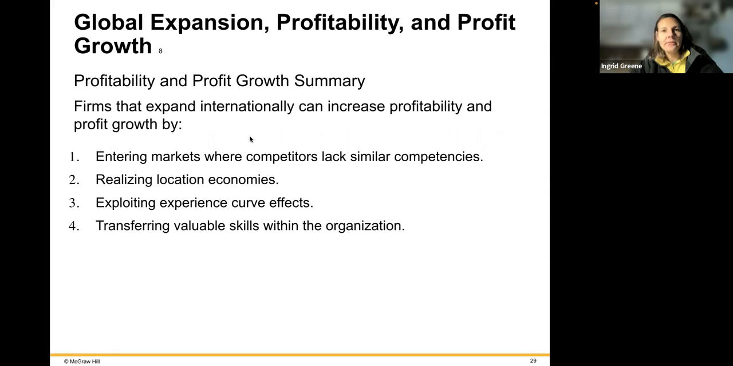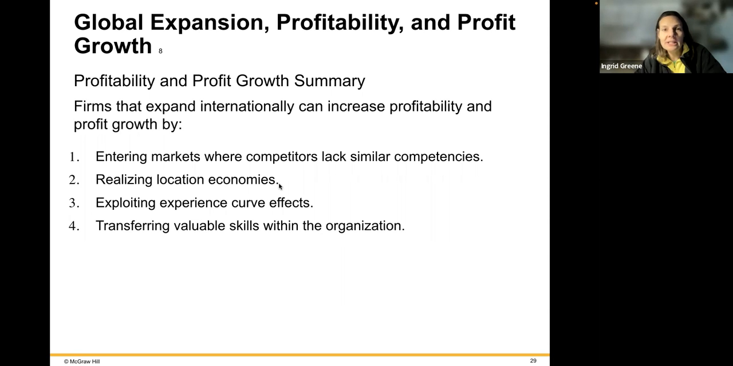And then the last slide for this part is the profitability and profit growth summary. Firms that expand internationally can increase profitability and profit growth by entering markets where competitors lack similar competencies. Again, think about McDonald's. McDonald's, unfortunately, has kicked a lot of the smaller mom and pop restaurants out of business in places like Lithuania or developing markets because they're so efficient at what they do when it comes to serving fast food.